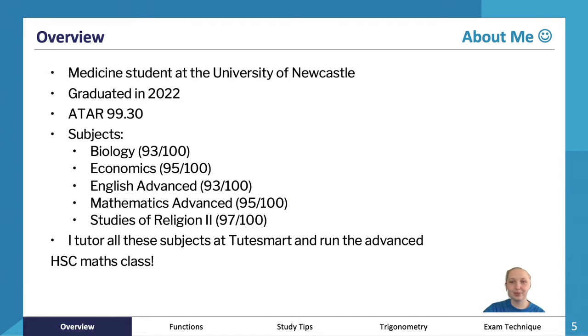I'm glad to have all of you guys here with me. Like I said before, my name's Alice. I am currently studying medicine at the University of Newcastle, and I graduated in 2022 with an ATAR of 99.3. Those are my subjects there. I did only 10 units in Year 12, and in Year 11, I actually did 12. I started off with 13, dropped Extension English after about 2 weeks, so pretty much did 12 units for Year 11.